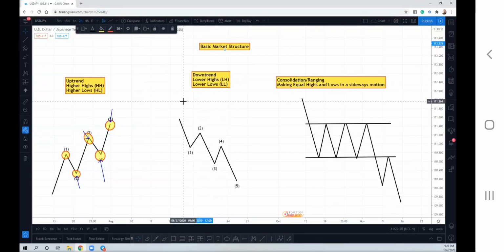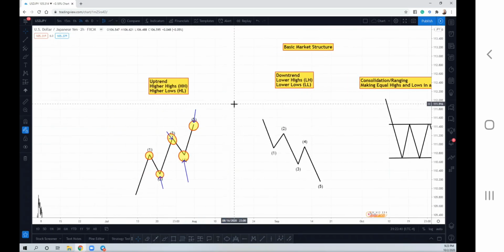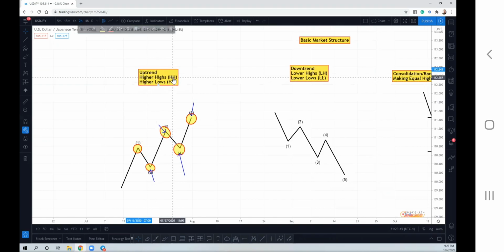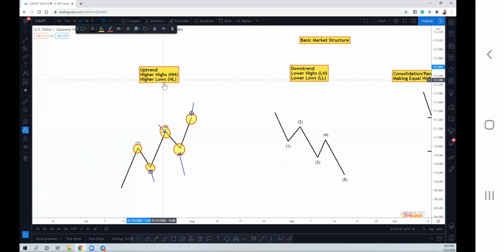that you should know about and be able to identify in the market: an uptrend, a downtrend, and a consolidation slash ranging. So we're going to go over what uptrends look like. So an uptrend consists of higher highs and higher lows, right? So what are higher highs and higher lows?